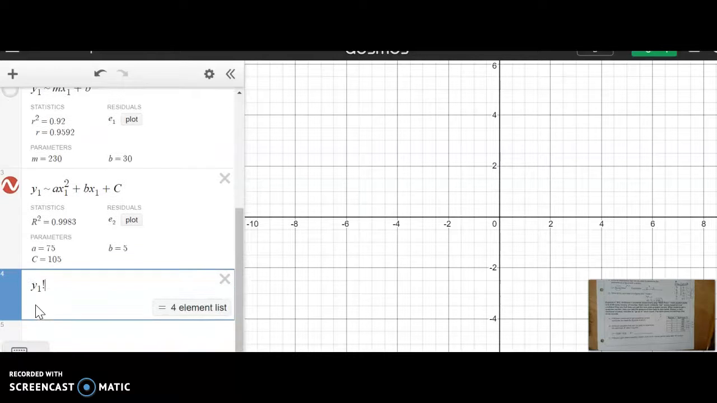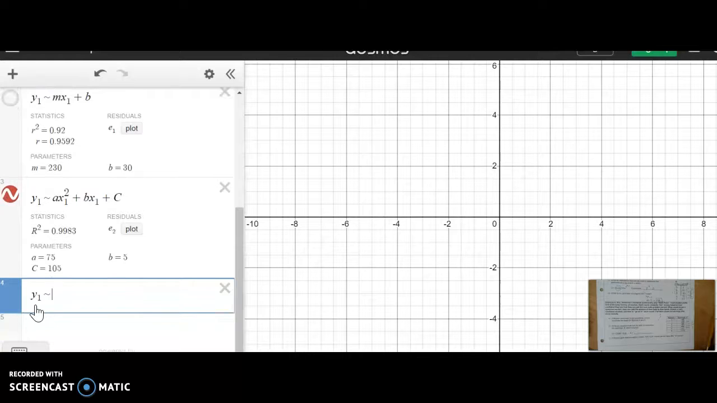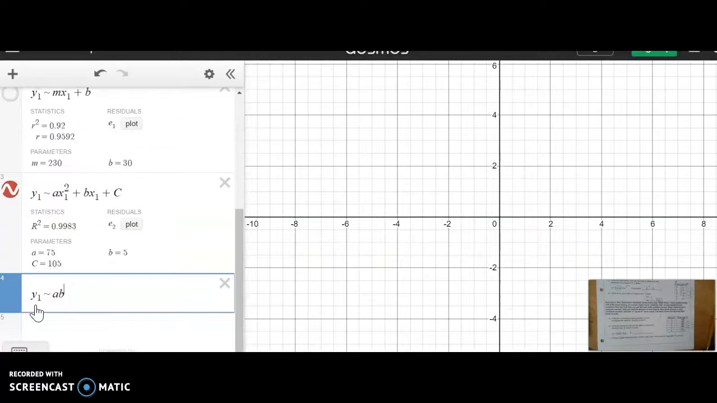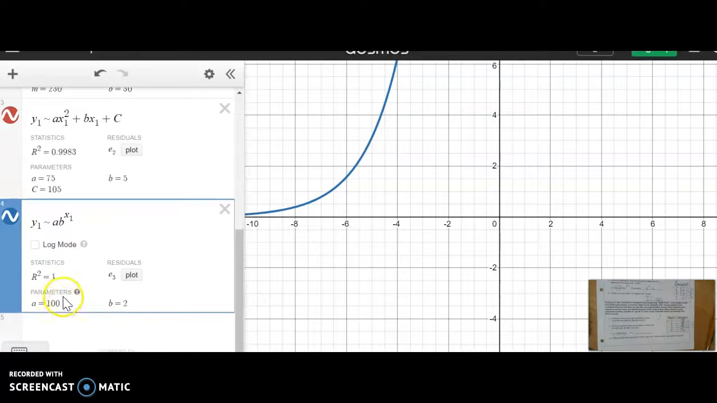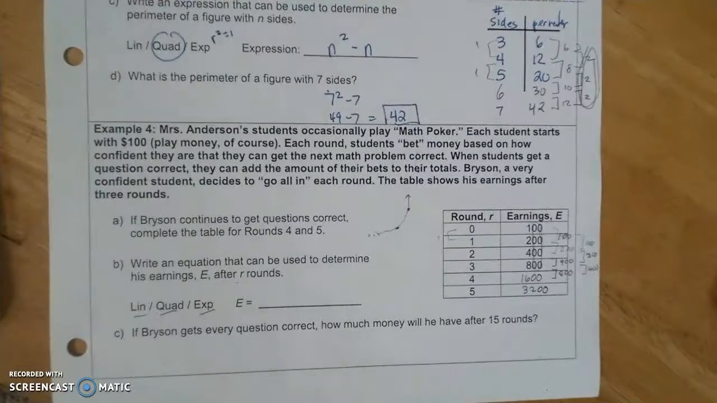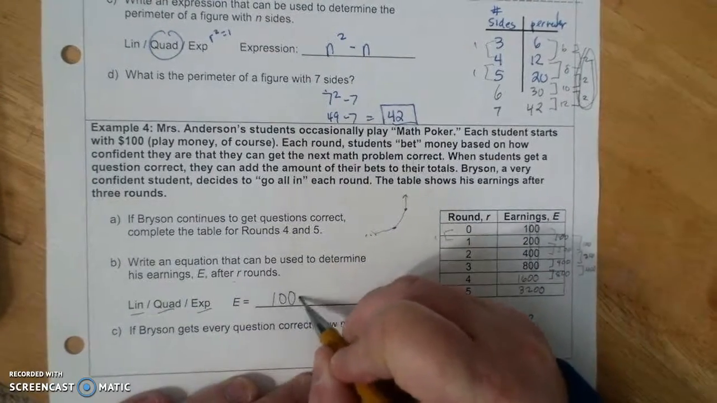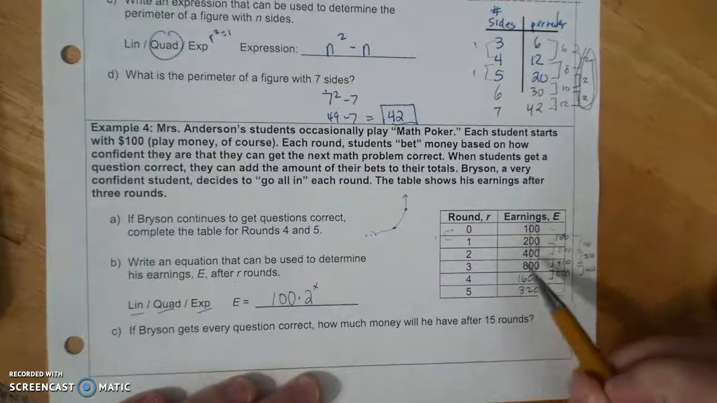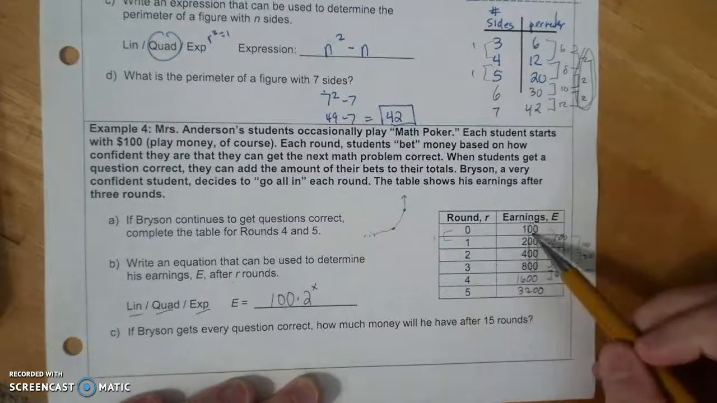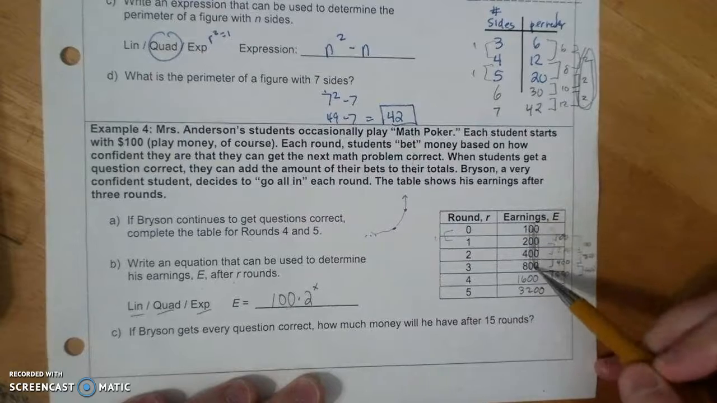y1 regression, a times b to the x1, and a perfect regression of exponential, where we are multiplying everything by 100 and our exponent is 2. And I am going to show you how you might start noticing it. So this is 100 times 2 to the x. So you saw the 100 because there's the 100 right there.